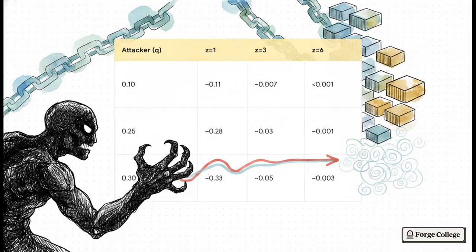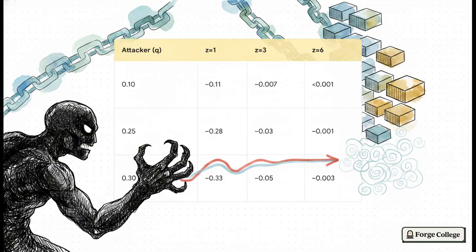Now, what's really interesting about this is the story these typical Monte Carlo simulation numbers tell us. Let's focus on the bottom row here, where the attacker is incredibly powerful, controlling 30% of the total network hash power. So Q equals 0.30. If the honest miners only have a one-block head start, the attacker has a massive 33% chance of catching up.